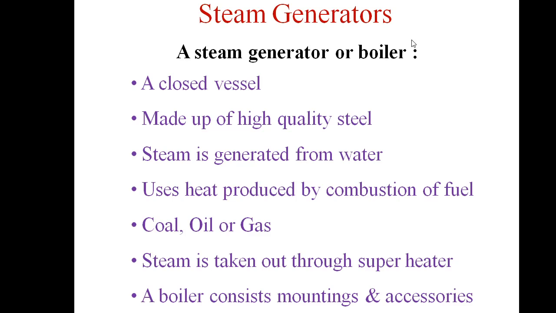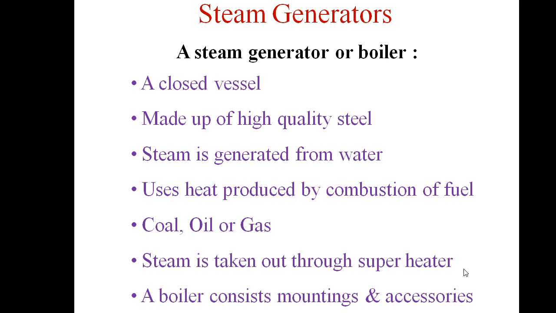Coming to steam generator, what this steam generator is. A steam generator is a closed vessel, maybe a cylindrical shell. It may be vertical or horizontal, made up of high quality steel because it has to withstand high temperature and high pressure. Steam is generated from water using these steam generators. So by the combustion of fuel in the steam generator, steam is generated. Steam is generated from water and uses heat produced by combustion of fuel. The fuels may be solid fuel, gaseous fuel or liquid fuel, that may be coal, oil or gas, and then the steam is taken out through the superheater.